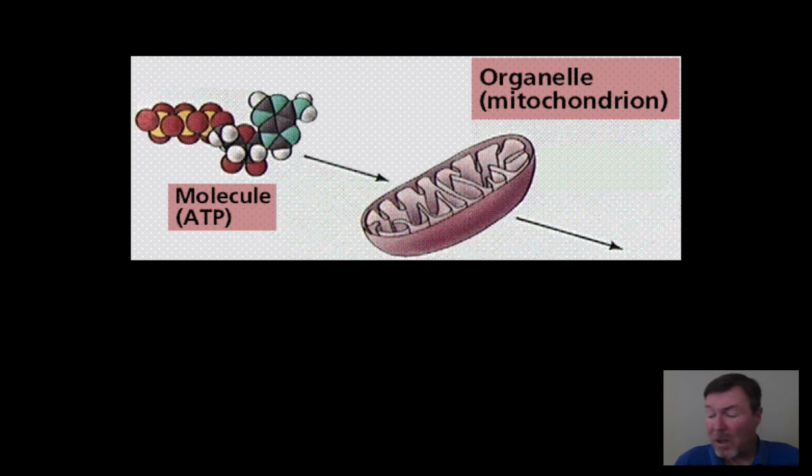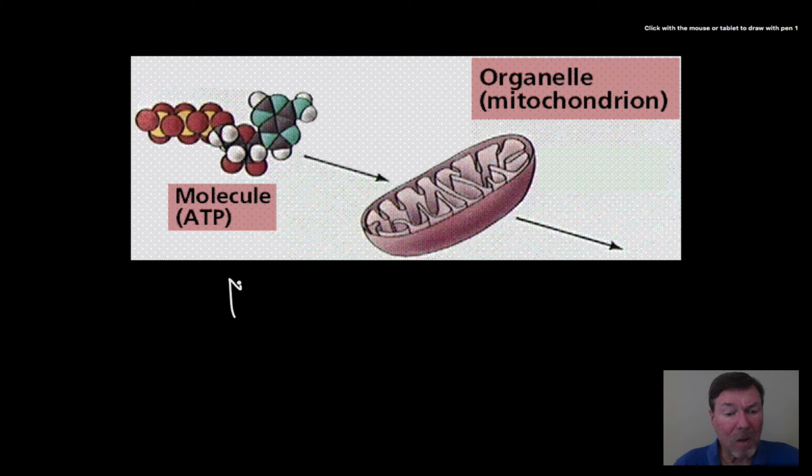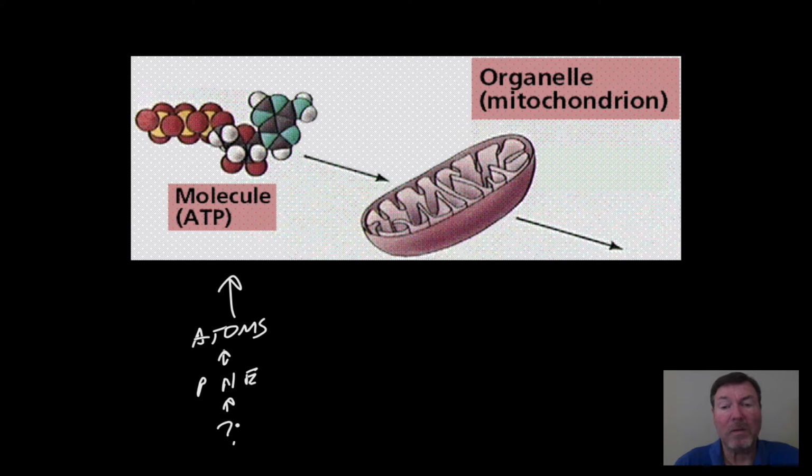For instance, we have here the molecule, which we can actually break down into atoms, and we can break those down into protons and neutrons and electrons, and we can get down even farther if we wanted to get into quantum physics or something like that. That's not what this class is about, but we can go from atoms to molecules.